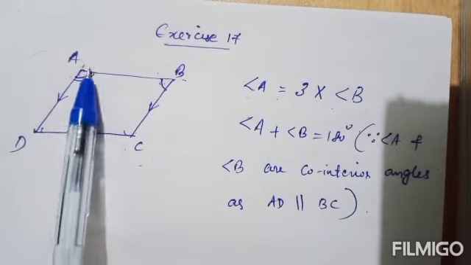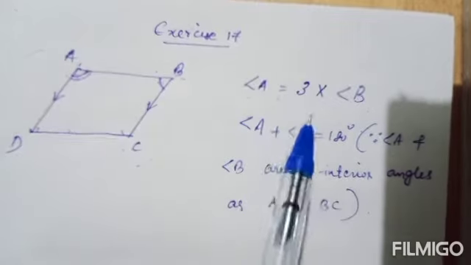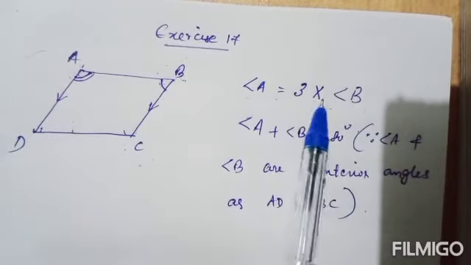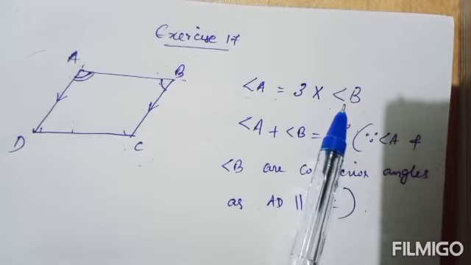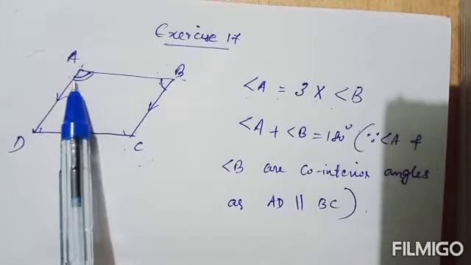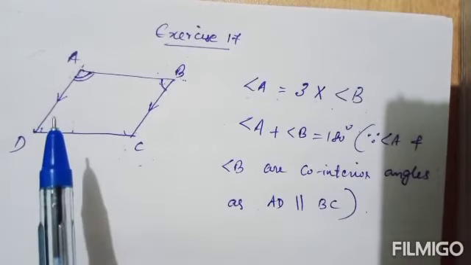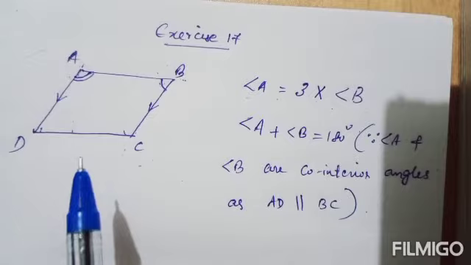In that, angle A equal to 3 times angle B. That means angle A equal to 3 into angle B we can write. Find all the angles of the parallelogram. You have to find angle A, angle B, angle C and angle D. What are their measurements you have to find.